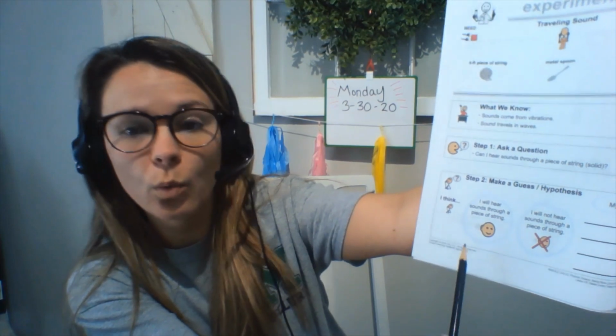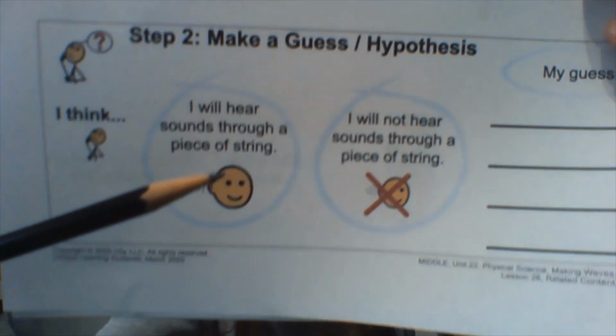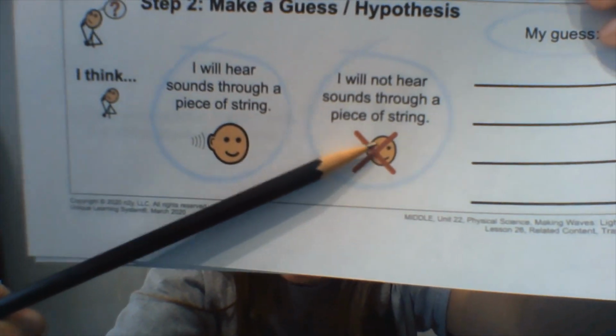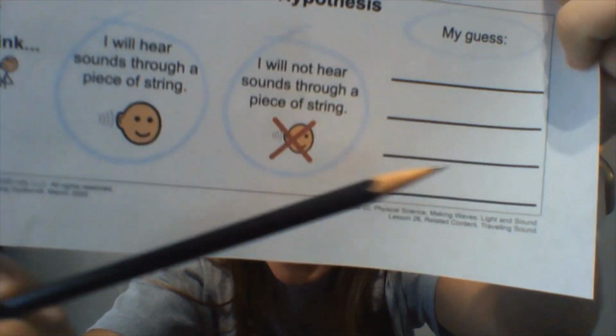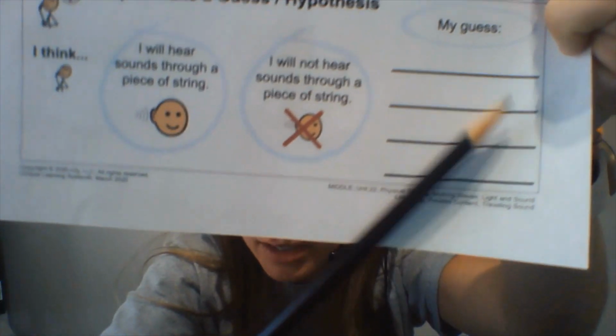So if you think I will hear sounds, you will circle this one. If you think you will not hear sounds, you will circle this one. If you think something else crazy might happen besides these 2 options, write it over here in my guess area. So either of those 2. I'm not going to tell you what I think. So I'm just going to circle my answer. Don't look. Just kidding.